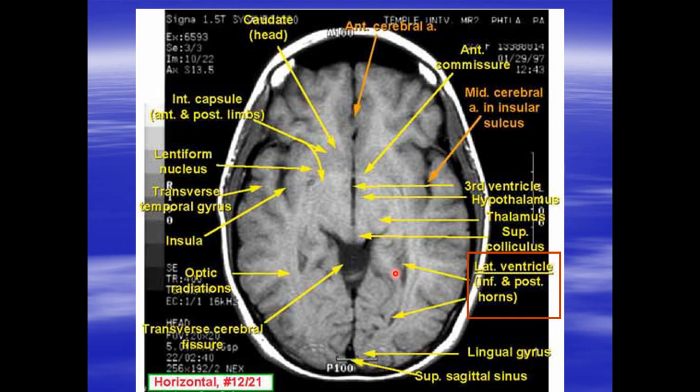So let's look here. We can see this is the occipital horn of the lateral ventricle, and you can see it extends posteriorly to the occipital lobe, and it is asymmetrically developed. Here on the left side, it is rather well developed, while on the right side, it's not very well developed, and this is a normal finding. There is no abnormality here.